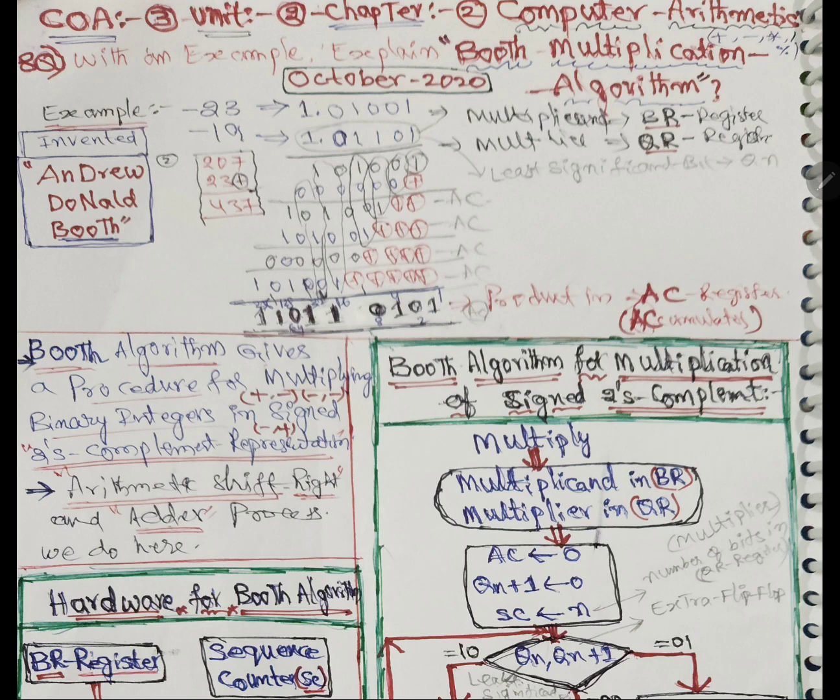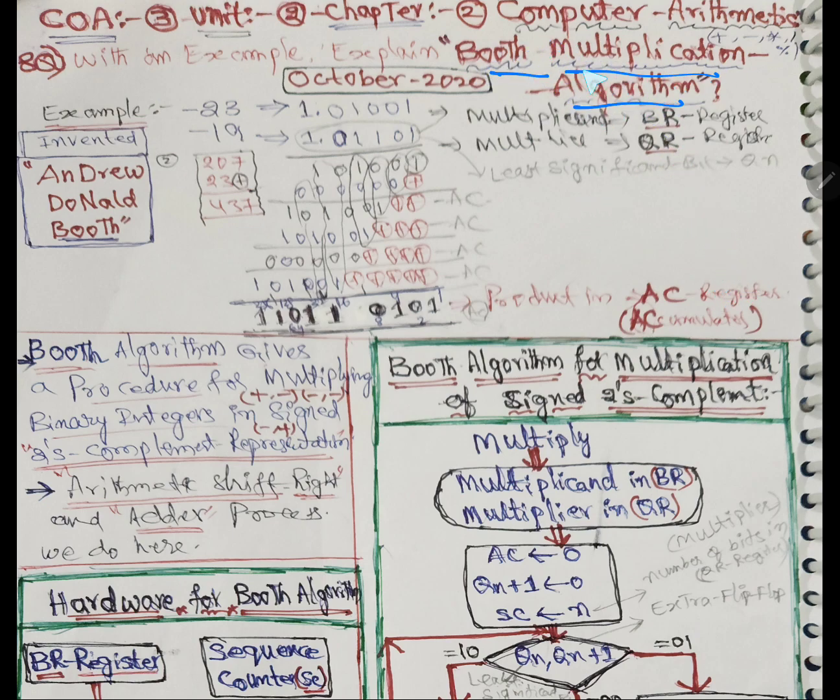In my previous video I explained the multiplication algorithm. Now we are going to discuss the Booth multiplication algorithm. The question was asked in the October 2020 question paper: with an example, explain Booth multiplication algorithm. This is a topic from computer arithmetic. See the cursor here. I will change the color.